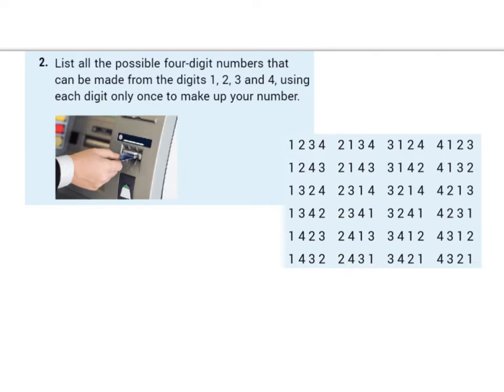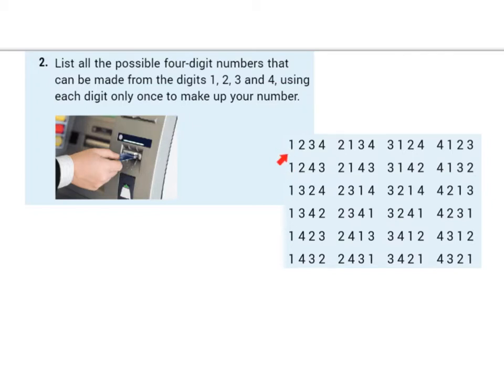Next, we have all the 4-digit codes that start with 3. 3124, 3142, 3214, 3241, 3412, 3421. And lastly, all the 4-digit codes that start with 4. 4123, 4132, 4213, 4231, 4312, and 4321. As I said, it doesn't matter if you wrote them out in a different order, so long as you had the same amount. So let's see how many there were.